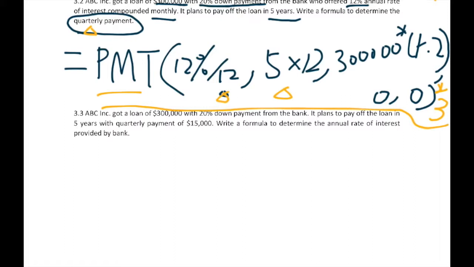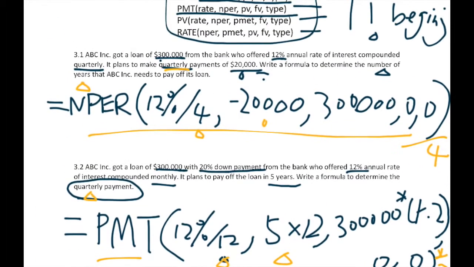Okay, let's work on the third one. ABC got a loan of the same 300,000 with a 20% down payment. It pledged to pay off the loan in 5 years with quarterly payments of 15,000. Write a formula to determine the annual rate of interest. So for the rate, you want to use the RATE function. Let's review the rate function.